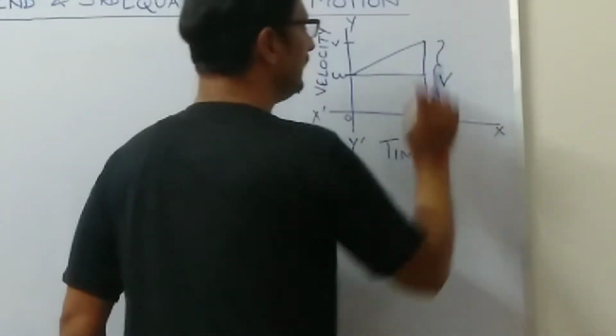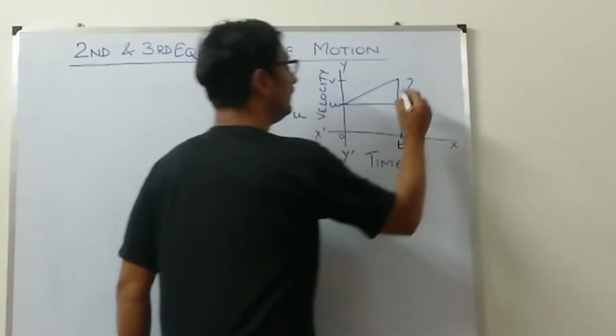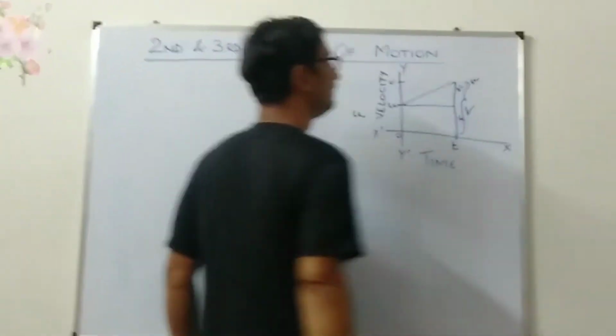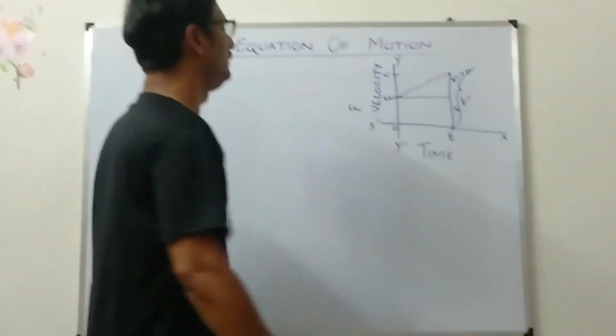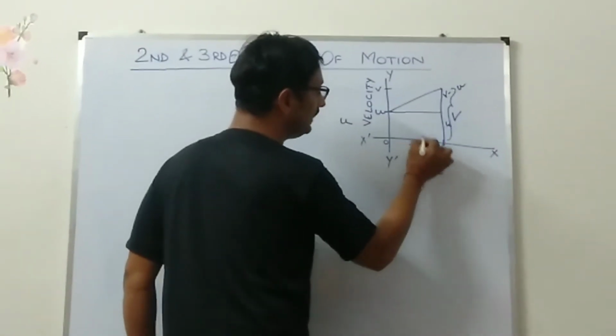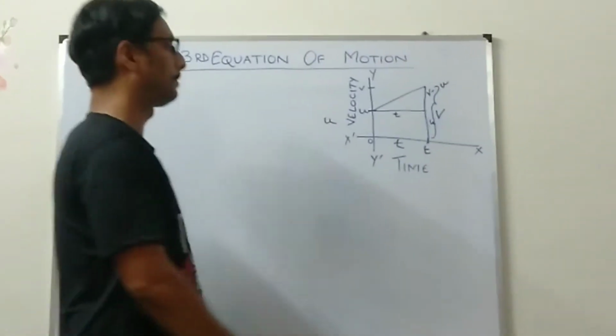So what will this be? From v, if you take out u, then the remaining one is v minus u. And what is the distance of this one? This is t. If this is t, this one will also be t.